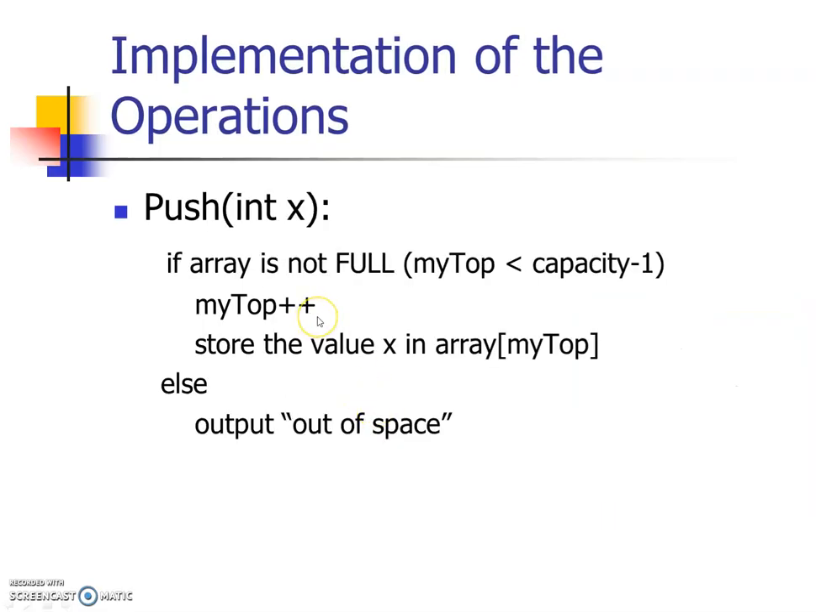For the push operation, this is actually very simple. If the array is not full, as long as it's not full, it means there's space. And how do we check the full situation? If my top is less than capacity -1. When that's the case, when there is still space available, we simply increment my top by 1 and then store whatever value. So the push function will take 1 parameter indicating the item you want to push in, and you store the value x in the array. If it is a full situation, then you just say it's out of space.